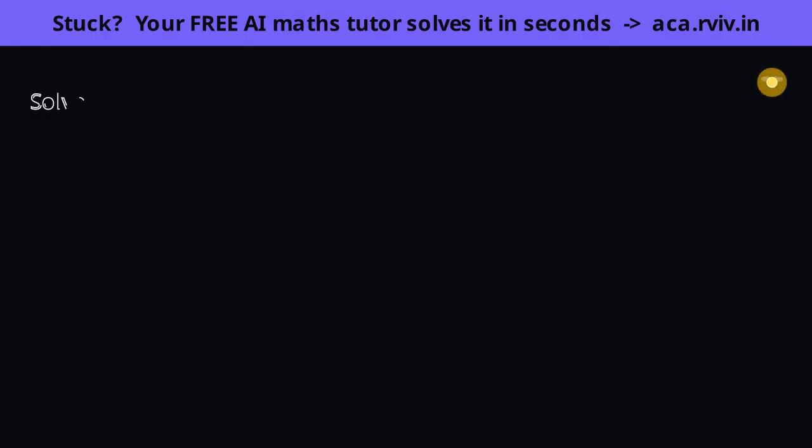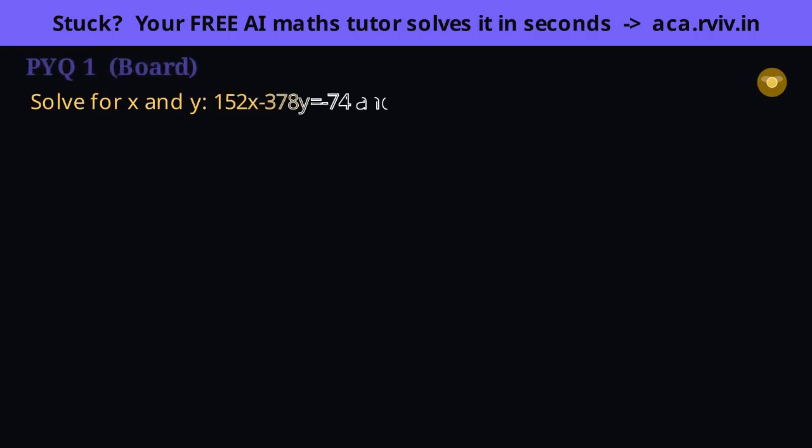Those huge coefficients look terrifying, but they're a trap for the brute force solver. Look closely, the numbers 152 and 378 are swapped between the two equations. That symmetry is a gift, adding and subtracting will melt it away.